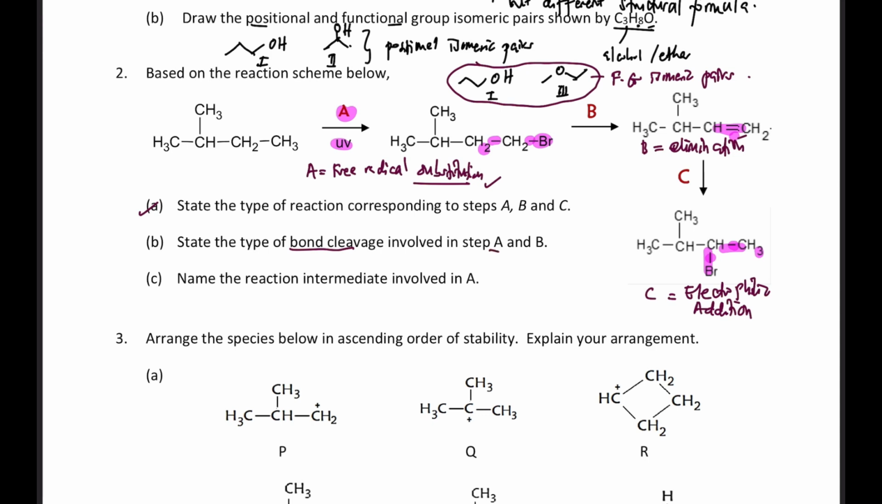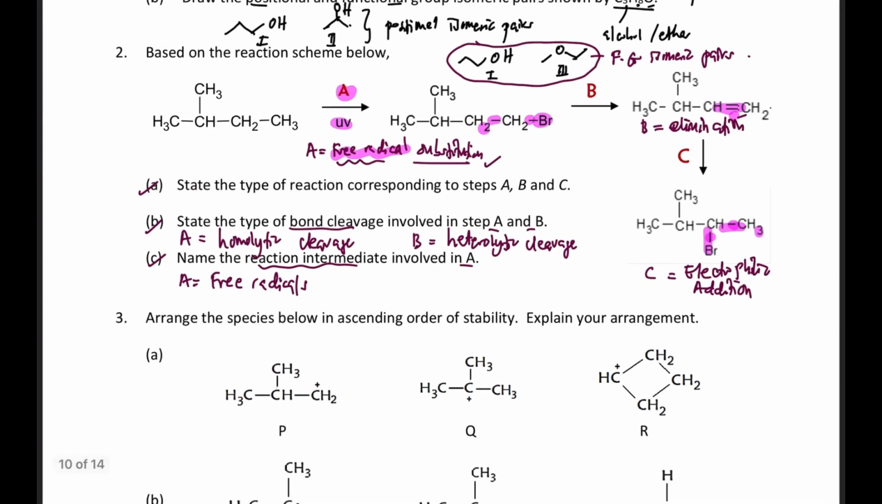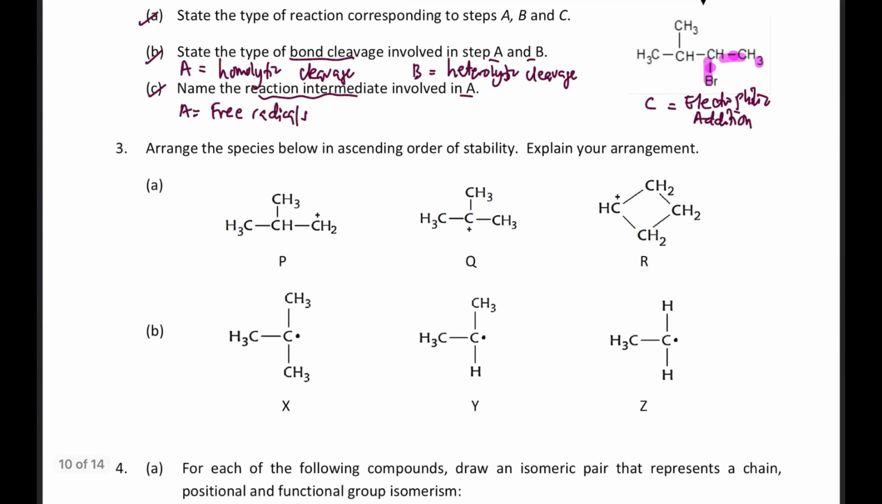That's for A. B, state the type of bond cleavage involved in step A and B. For A, free radical substitution, of course the bond cleavage is homolytic cleavage, because it involves free radicals. For B, other than free radical substitution, all the others are heterolytic, so no need to think long. Heterolytic cleavage. C, name the reaction intermediate involved in A. When A reacts, homolytic cleavage occurs, and the reaction intermediate produced is free radicals. Okay, settle C.